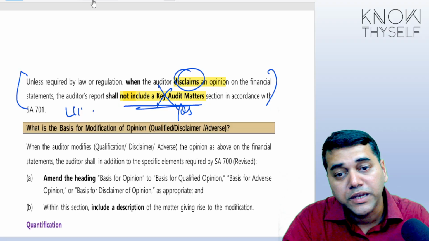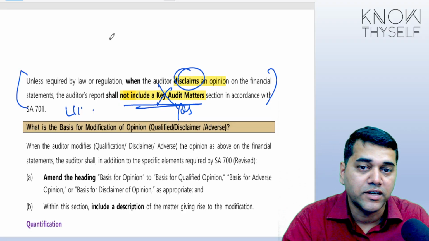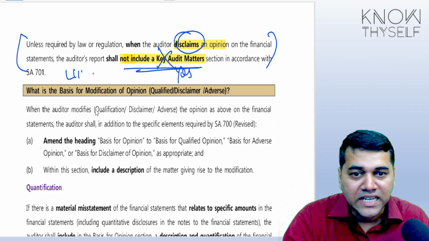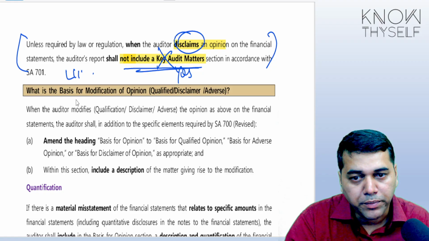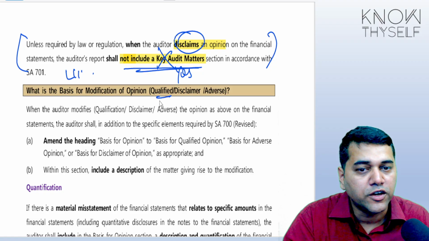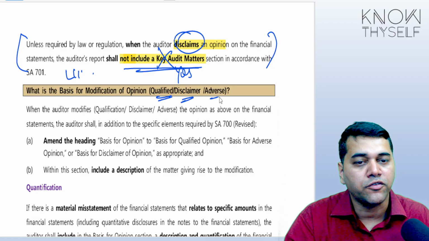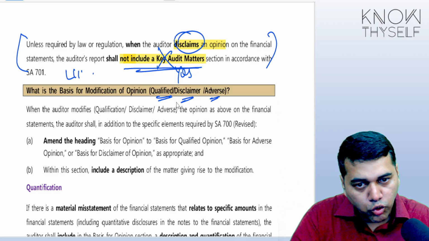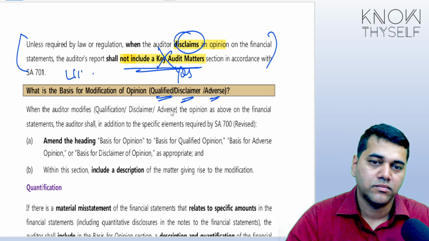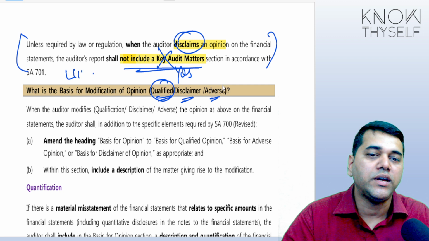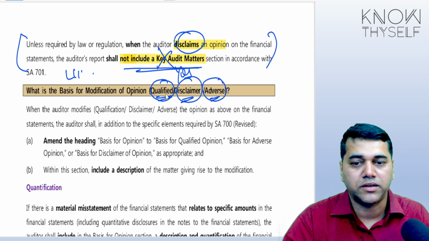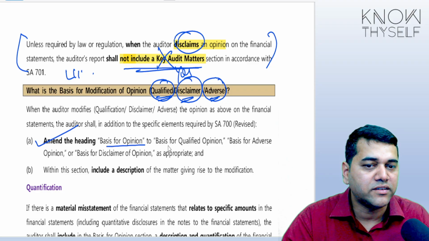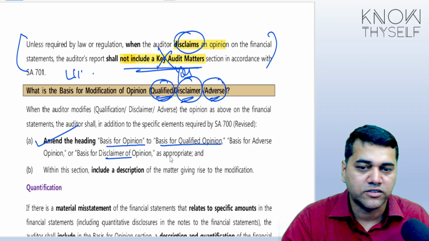What is after the opinion paragraph? As per SA 700, basis of opinion. So you have to change the heading: instead of basis of opinion, you should say basis for qualified opinion, basis for disclaimer of opinion, basis for adverse opinion. Now in that basis, you have to write the story. Why you are giving qualified, why you are giving adverse, why you are giving disclaimer. So they say that you have to amend the heading, basis of opinion, as basis for qualified, adverse or disclaimer of opinion.